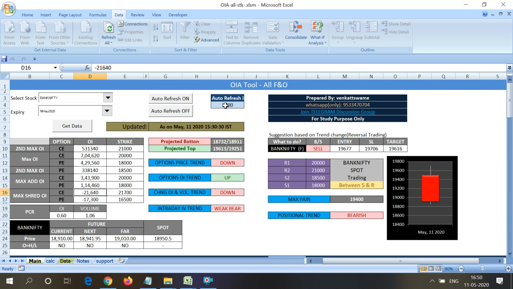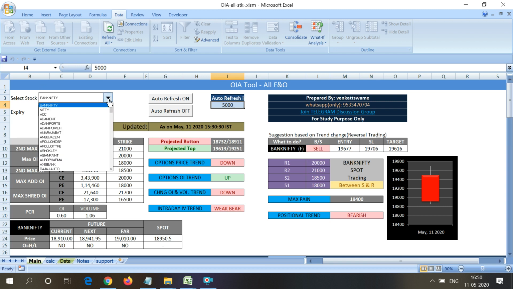According to intraday, here I have an auto refresh button. Means in intraday there is no need to click every 5 minutes, just change to auto refresh on. After every 5 minutes it will go to NSE India, download the data, analyze, and show you the analysis here. If you don't want auto refresh, just click auto refresh off and when you change the stock or change the expiry, you will get data manually.